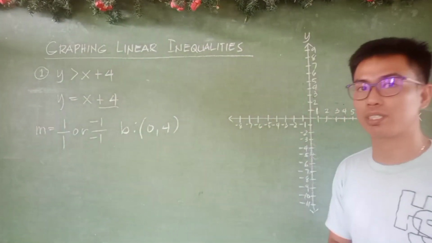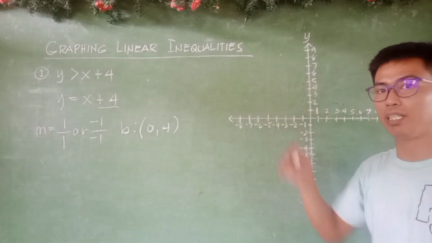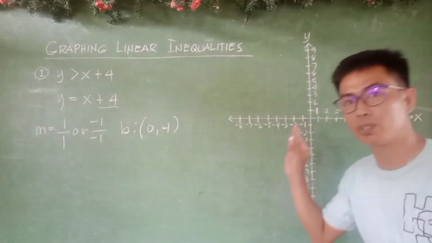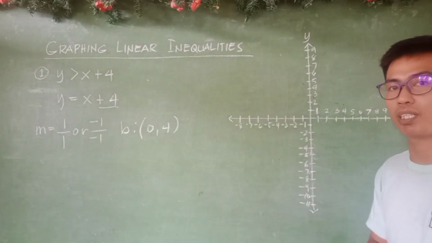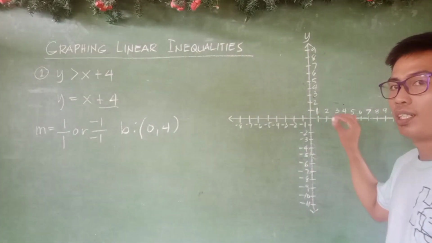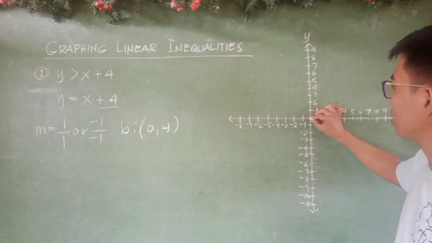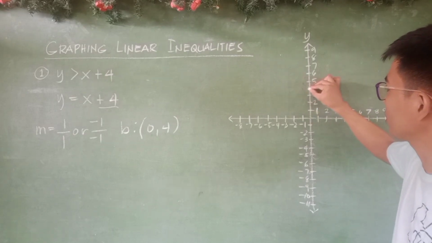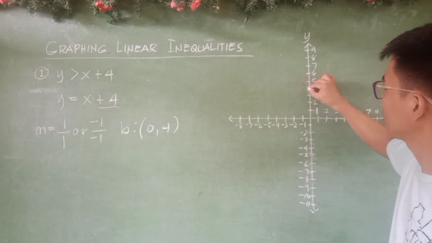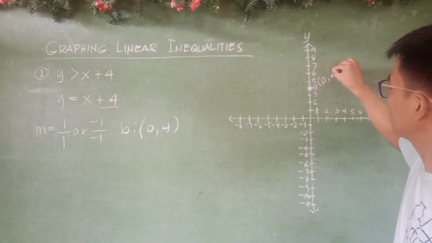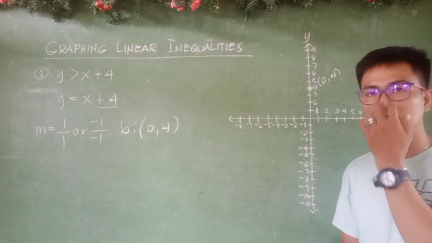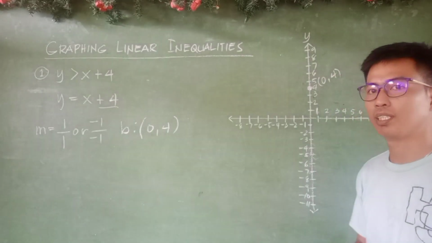So, plotting the points, ito po yung ating Cartesian plane. So, tignan nyo mabuti. Medyo maliliit lang yung numbers, pero sana maintindihan ninyo. So, plotting first, the y-intercept, (0, 4). Ito po yung 4. So, nandito yung ating 0, 4. And that is the first point.